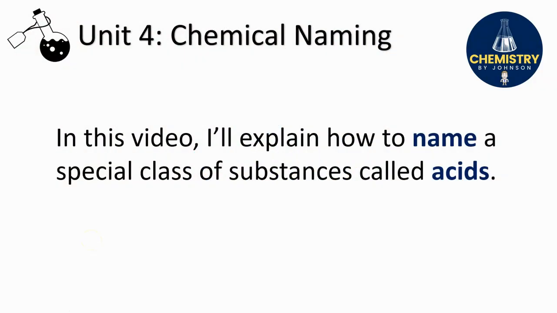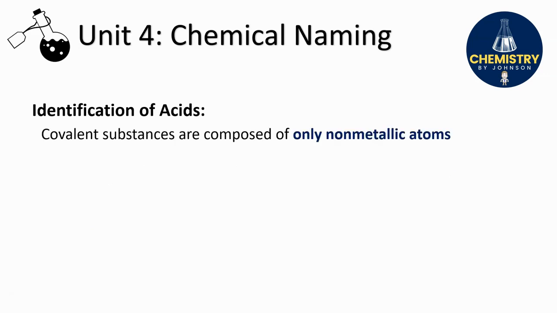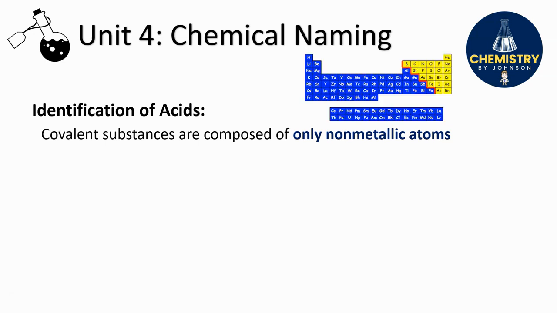Hey everybody, in this video I'm going to explain how to name a special class of substances called acids. First, let's talk about how to identify acids by recapping another type of substance called covalent. Covalent substances, as you may or may not know, are composed of only non-metallic atoms.